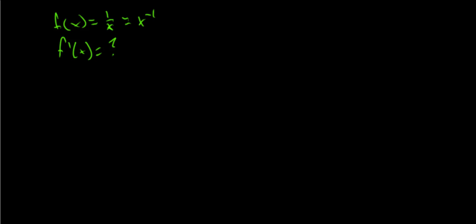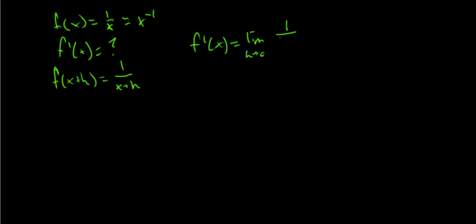So we have 1 over x. That means our f of x plus h is equal to 1 over x plus h, because we're just substituting that in whenever we have an x in our original function. And now let's find the limit. So we have f prime of x is equal to the limit as h approaches 0 of f of x plus h, so we have 1 over x plus h, minus f of x, 1 over x, all of this divided by h.